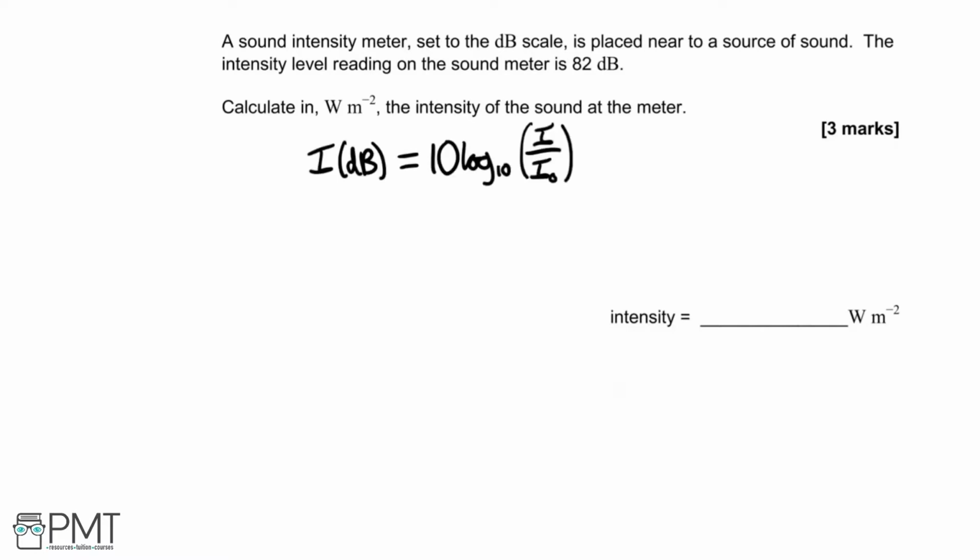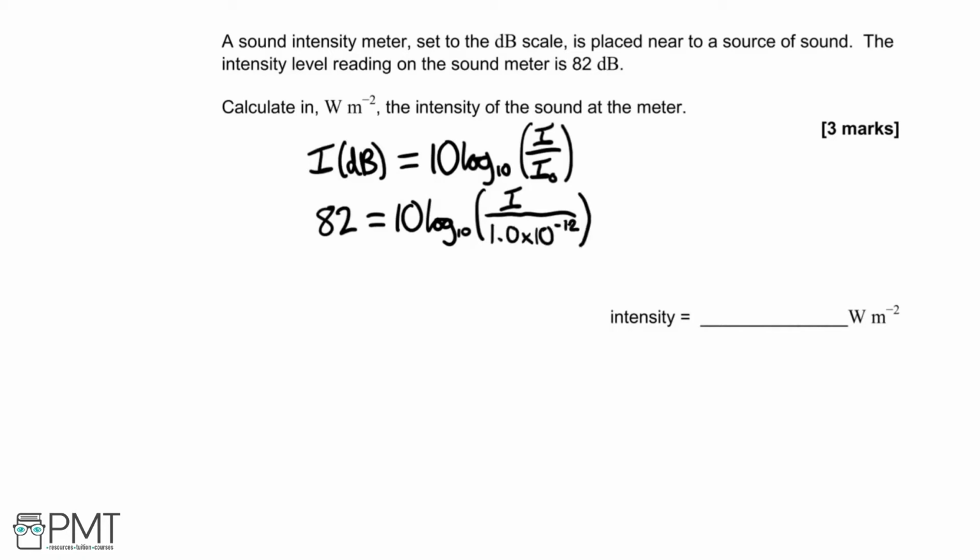Now, interestingly, you don't get a mark for quoting that equation. The mark scheme is more interested in the values that you're quoting because you need to have a value for I0. You need to know what to do with those numbers. And then obviously one of those marks is going to be for getting the correct answer at the end. So let's first of all put in the values that we know, and then we'll rearrange. So we know that the reading in decibels is going to be 82. And we know that I0 is going to be the intensity threshold for hearing, which is going to be 1 times 10 to the power of minus 12 watts per meter squared.